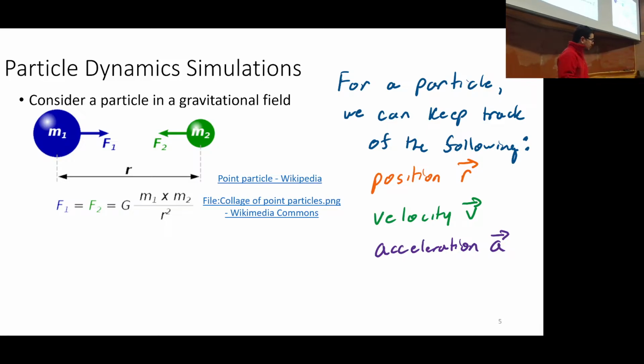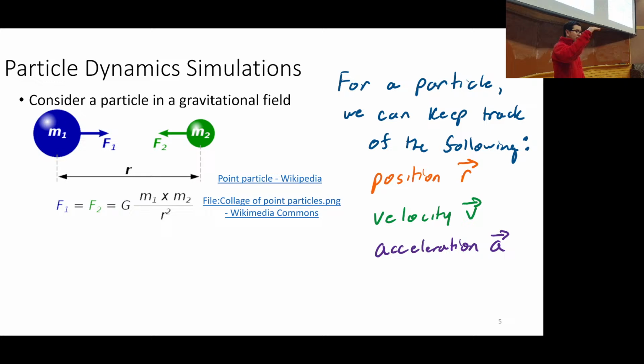Now, if I have a particle that is falling on Earth, and there's no wind pushing it around or anything like that, that particle, for our intents and purposes, is going to have a constant acceleration, and the vector for that falling particle is going to be constant, for the acceleration.